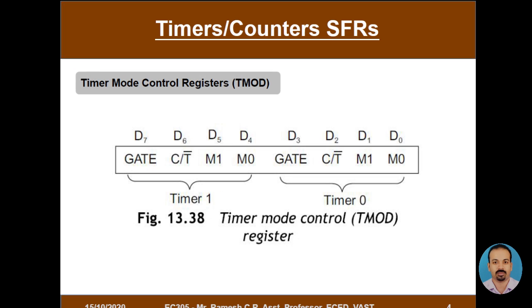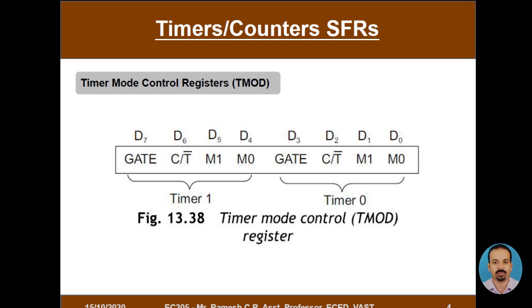Okay, now the next special function register related to our timer module is the TMOD register, or the timer mode control register. From the name itself, we know that it is an 8-bit special function register associated with the timer, which is used in order to control the mode of operation of the timer. Here you can see that this 8-bit register is associated with both timer 0 and timer 1. The lower 4 bits correspond to timer 0 and the upper 4 bits correspond to timer 1, and we can see that the upper 4 bits are a replica of the lower 4 bits.